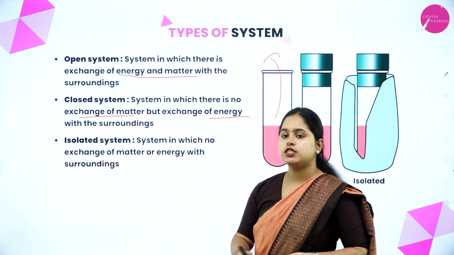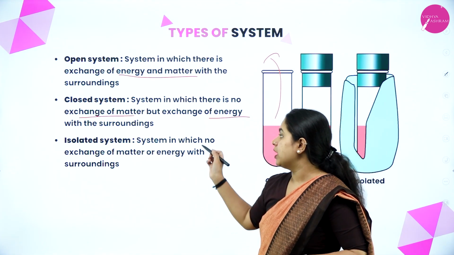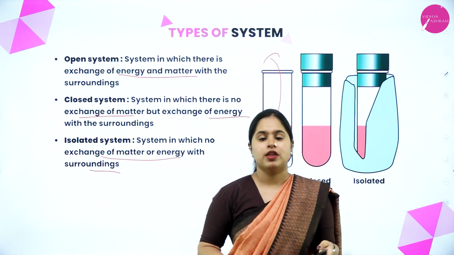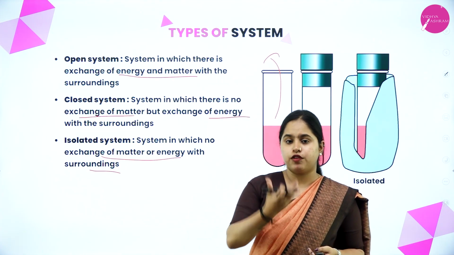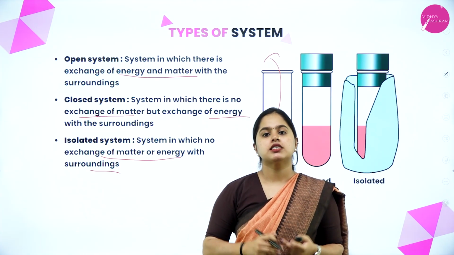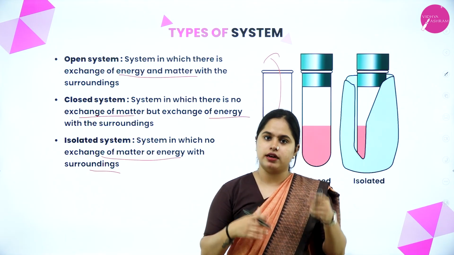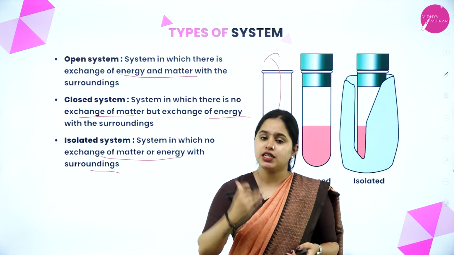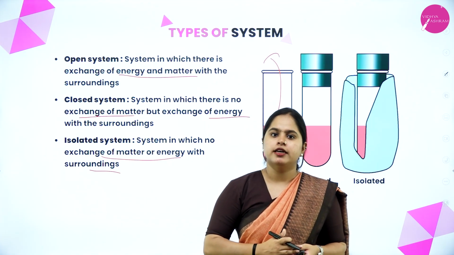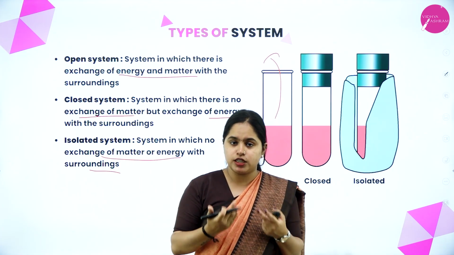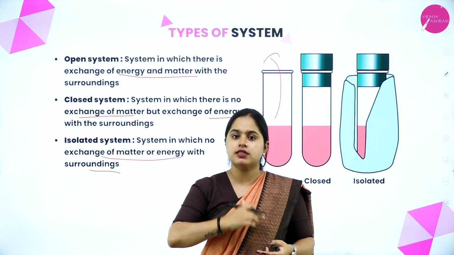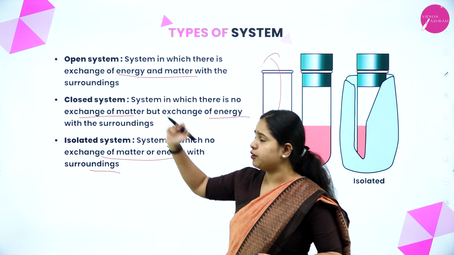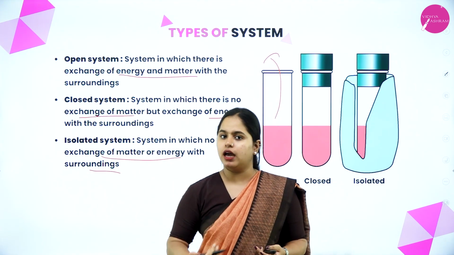Now the isolated system. What about an isolated system? It is one in which there is no exchange of matter and no exchange of energy as well. Let's take the thermos flask, the flask where you keep hot water. Even after a while, when you take it and drink it, it will still be hot. There is no exchange of matter and no exchange of energy. If we keep something in an isolated condition, like a thermos flask, there will be no exchange of matter or energy. So that is about the different types of system: open, closed and isolated system.